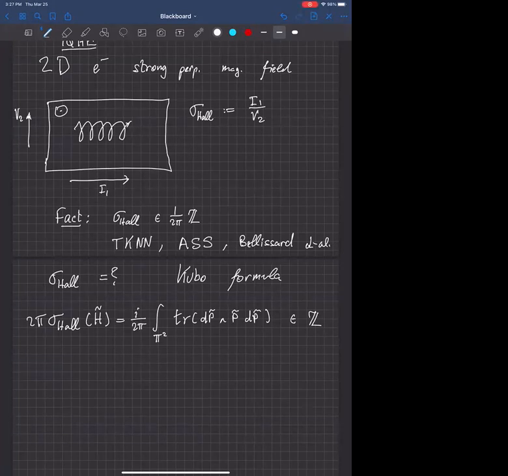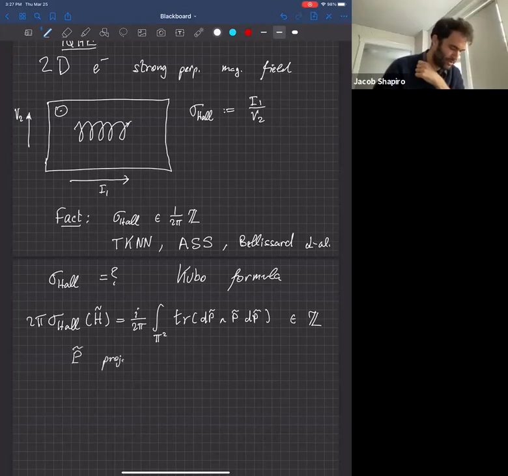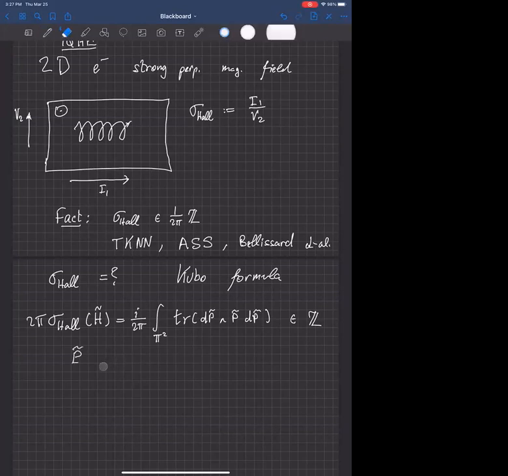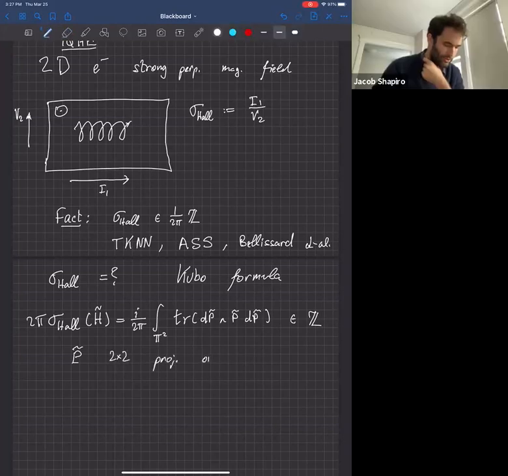Okay. Quick interruption. So P tilde is the eigenprojection on this band. Right. It's a 2 by 2 matrix. On the fiber, yeah. And it would project onto the lowest eigenvalue subspace.